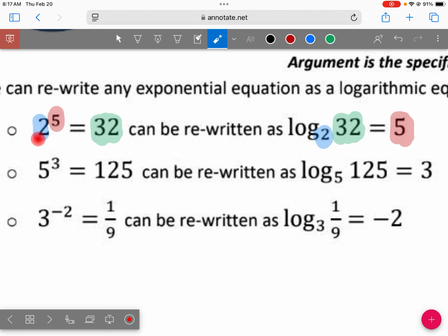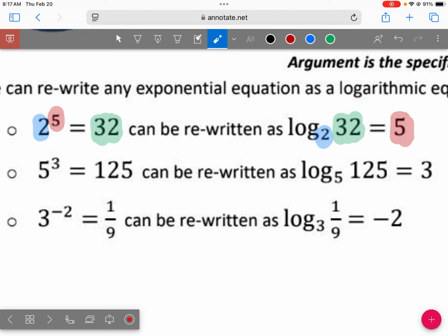If we have 2 to the power of 5 equals 32, it would be written as the log base 2 of 32 equals 5. If I have 5 to the power of 3 equals 125, that can be rewritten as the log base 5 of the answer equals my exponent. And if you have 3 to the power of negative 2 equals 1 over 9, that can be written as the log with the base 3 of 1 over 9 equals negative 2.